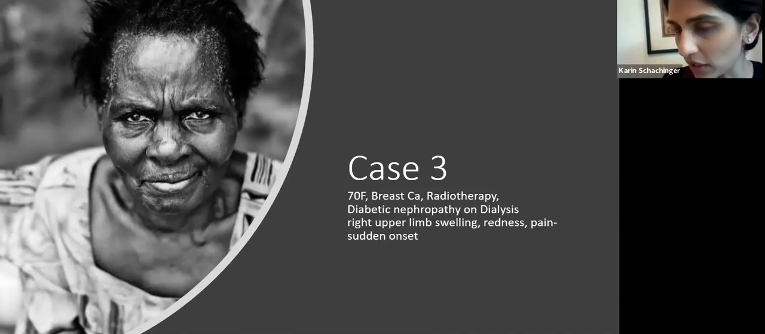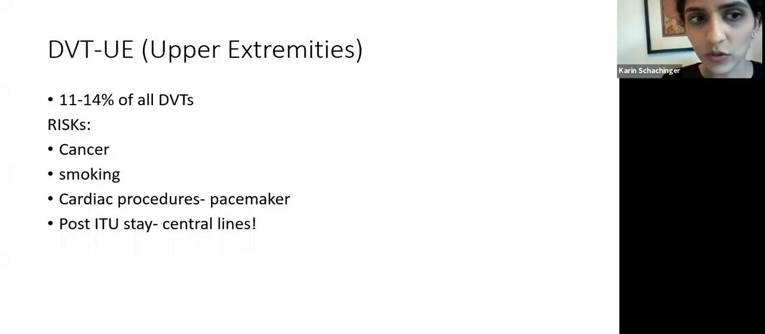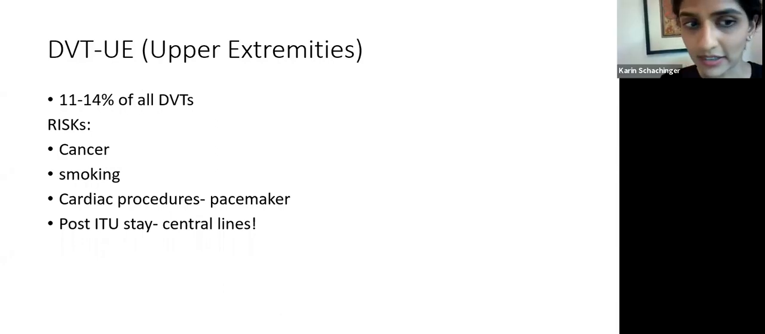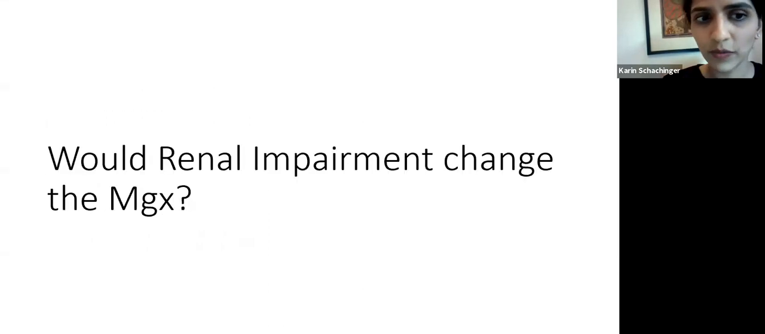So she's going to go into hospital urgently and get that scan. Just a little bit to tell you about upper limb, upper extremity DVTs. 11 to 14% of all DVTs are that. The risks are cancer, smoking, cardiac procedures like pacemaker, post-ITU stays. We've had central lines in, so this caused some damage to the vessels around there, so that could cause it.